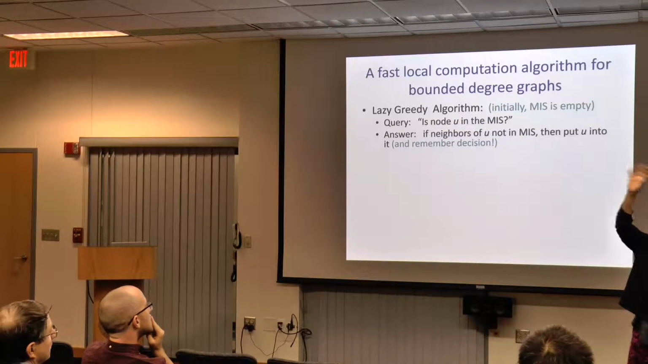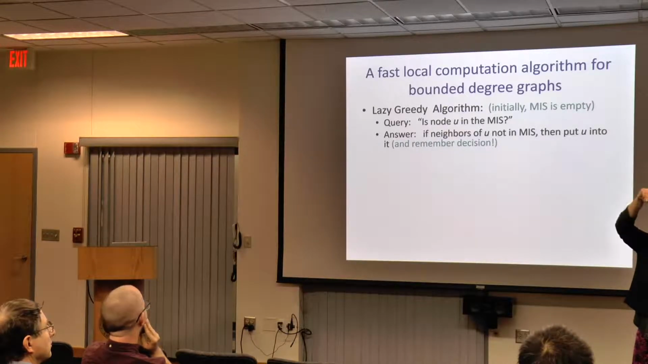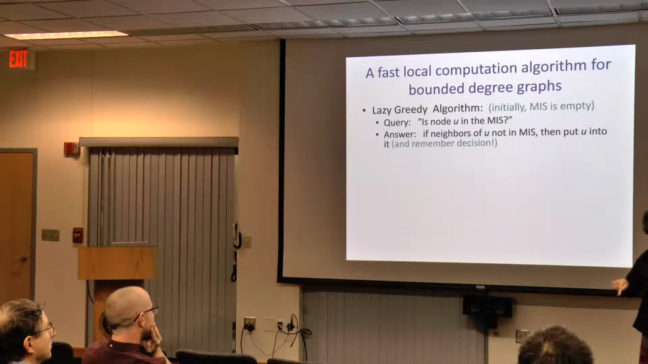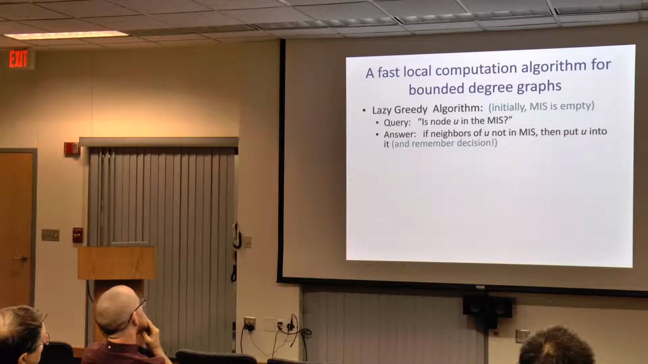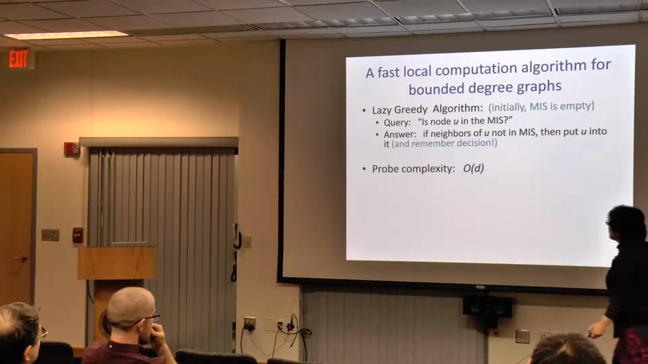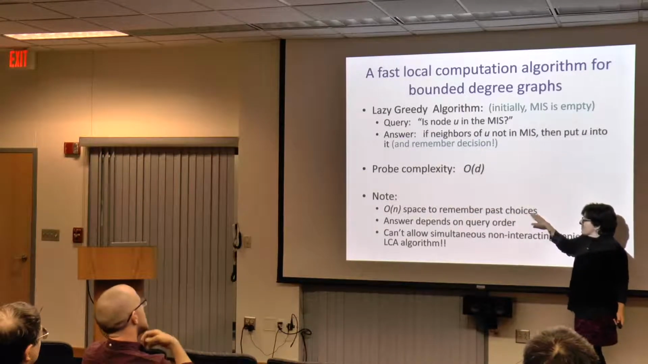My input tells me the graph, so in the input I look and see who's neighbors. And then for each neighbor, I look in the bit array and see, did I put them in the maximal independent set or not? If none of them were put in, then I put you in the maximal independent set. I'm done. Order D time. Not so bad. But I have to remember the decision, so I have to keep this bit array of length order n. So that probe complexity was order D, but I needed order n space to remember the past choices.